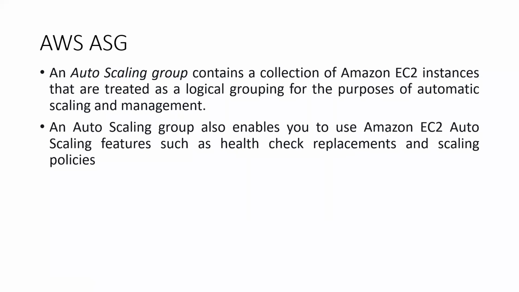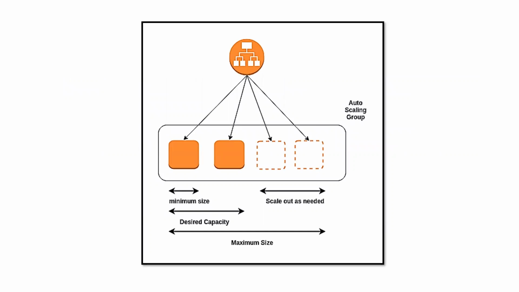So this is a basic, brief introduction if you haven't watched my previous video. An auto scaling group is basically a collection of EC2 instances that are treated as a logical grouping for the purpose of automatic scaling and management. It provides scaling features such as health checks, replacements, and scaling policies. So we will go through these scaling policies in today's video. If you haven't gone through my previous video, you can have a quick review over here.